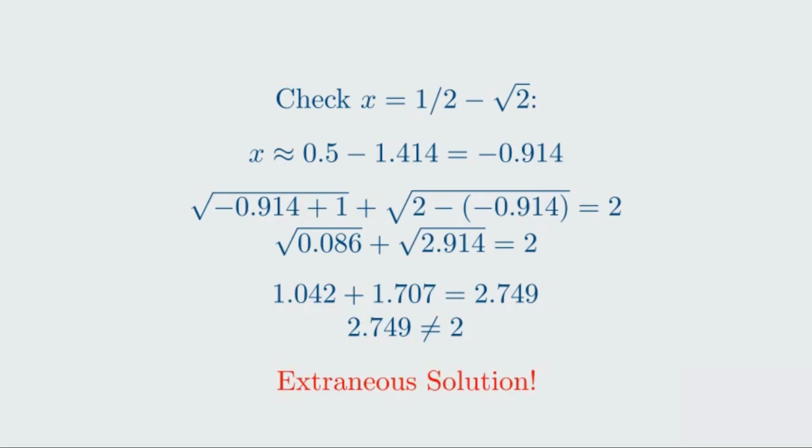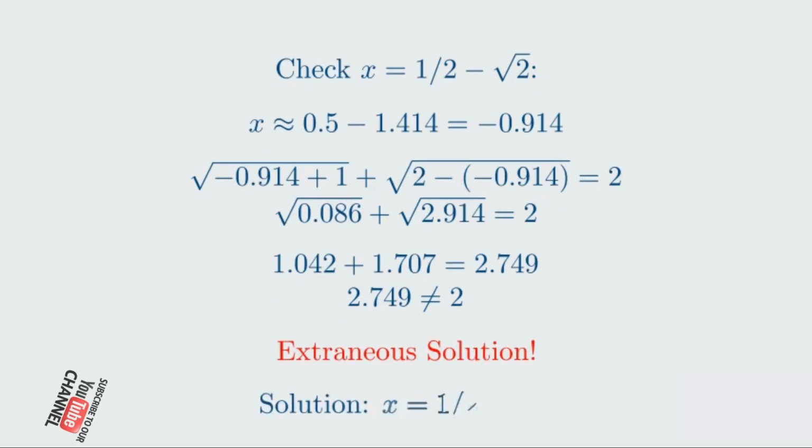The second solution we found from the quadratic equation is extraneous. It does not solve the original equation. It's only a solution to the transformed equation, which is why we must always check our work. So, the only valid solution to the original equation is x equals 1/2 plus the square root of 2.